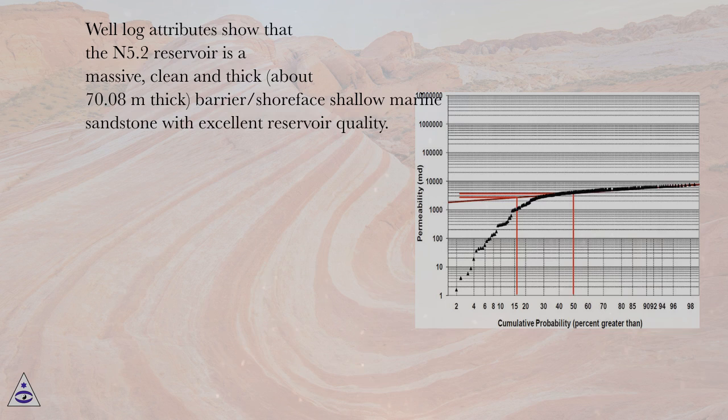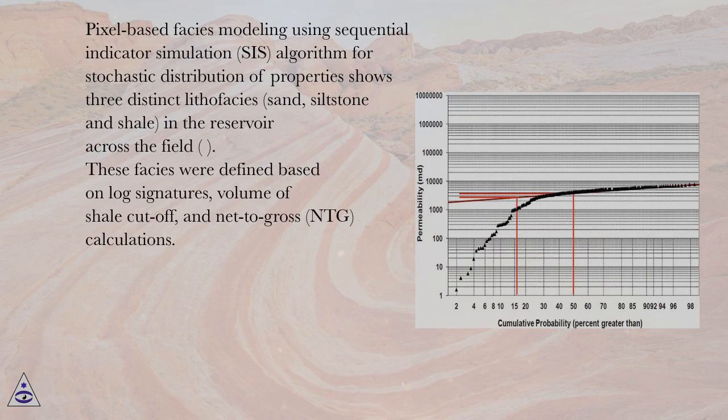Well log attributes show that the N5.2 reservoir is a massive, clean and thick, about 70.08 meters thick, barrier/shoreface shallow marine sandstone with excellent reservoir quality. Pixel-based facies modeling using sequential indicator simulation, SIS, algorithm for stochastic distribution of properties shows 3 distinct lithofacies, sand, siltstone and shale, in the reservoir across the field.